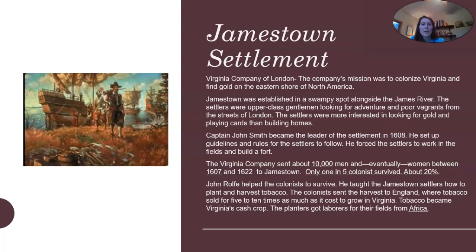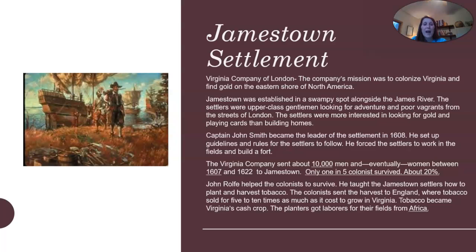Captain John Smith became the leader of the settlement in 1608. He set up guidelines and rules for the settlers to follow. He forced the settlers to work in fields and to build a fort. The Virginia Company sent about 10,000 men and eventually women between 1607 and 1622 to Jamestown.